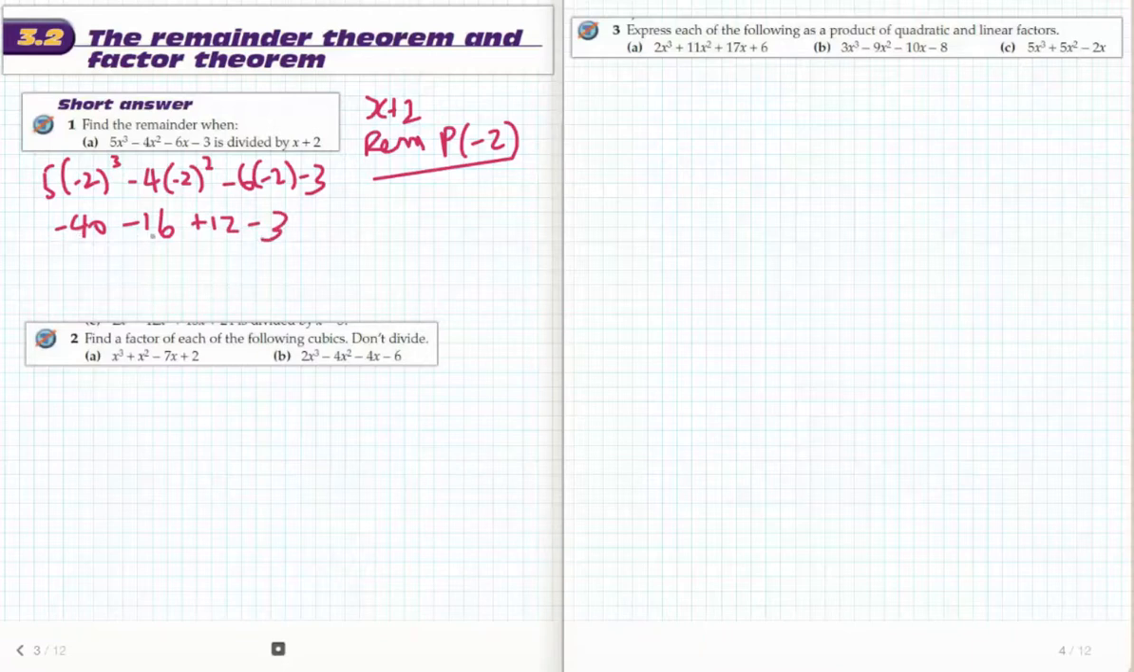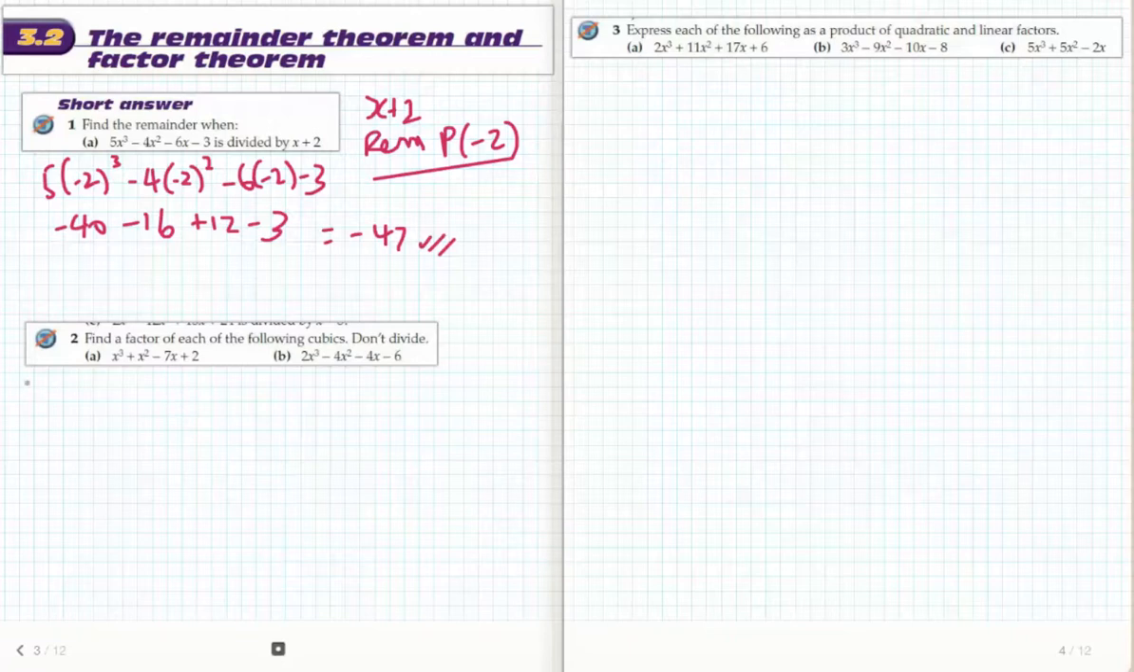Minus 40 minus 56 plus 12 minus 44 minus 47 is going to be the remainder. In question 2a, find a factor for each of these cubics. Don't divide, just find a factor.